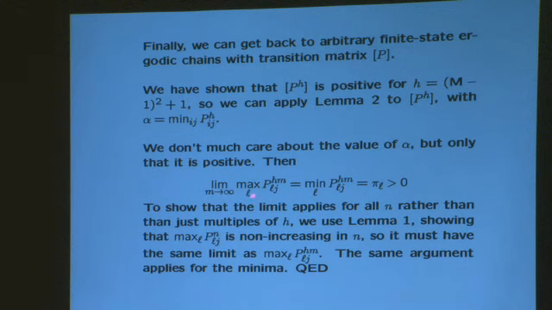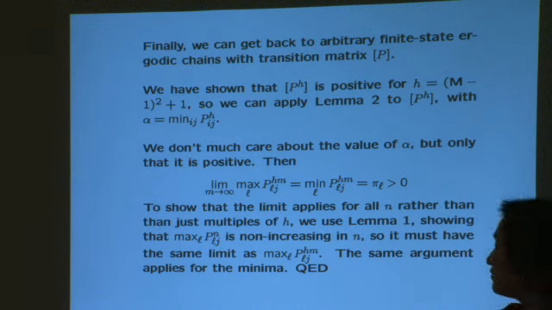So as m goes to infinity, this has got to be equal to pi sub j. Excuse me, there's a little typo here. And this is going to be greater than 0. So the problem is that now we've shown it for multiples of h. What about the values in between?